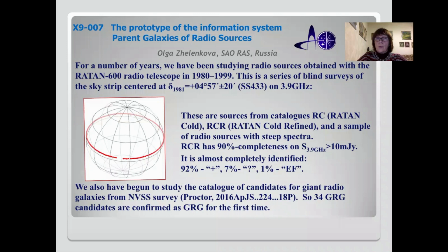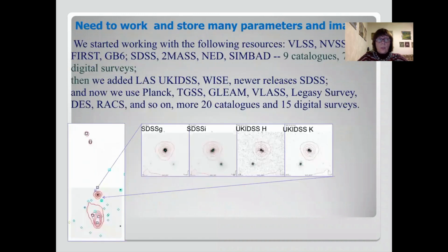I am Olga Zhelenkova from the Special Astrophysical Observatory of the Russian Academy of Sciences. For a number of years, we have been conducting massive studies of radio sources obtained as a result of a series of surveys carried out with the RATAN-600 radio telescope. For this, we use data from all available resources, sky surveys, catalogs, and so on. We were able to identify practically all radio sources with optical objects. The result is a fairly extensive collection.